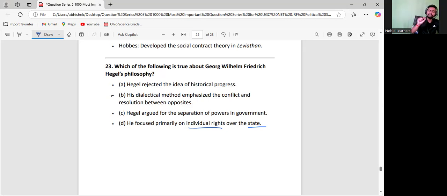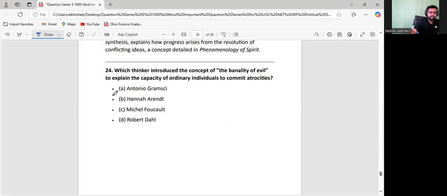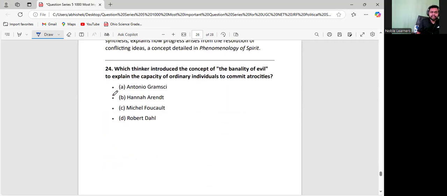In the same manner, the state is just like God, so the state has no demerit. It is as perfect as God. This is what Hegel is saying by that statement, that the state is the march of God on earth. So he never talked about the separation of power, and he didn't reject historical progress. His dialectical method emphasized thesis, antithesis, synthesis, so conflict and resolution of opposites. So option B is the correct answer for us. The banality of evil.